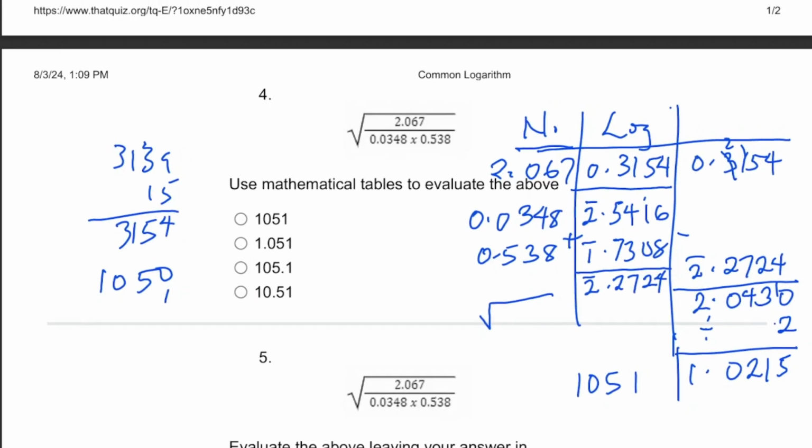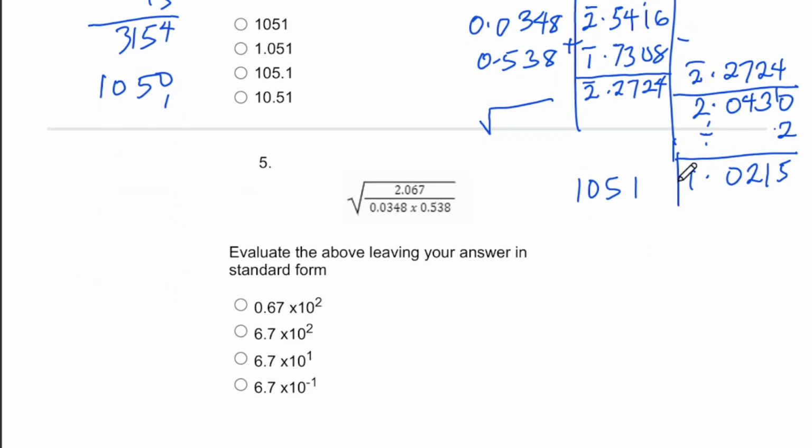1051. So what you have there is 1. So we're going to add 1 to this. That will give us 2. So we then count 1, 2 at decimal point. That will be the answer will be 10.51. So that is this one. I believe this is very clear to us.